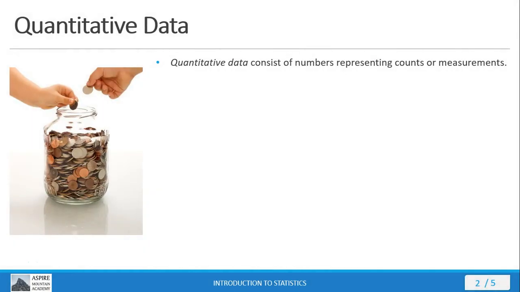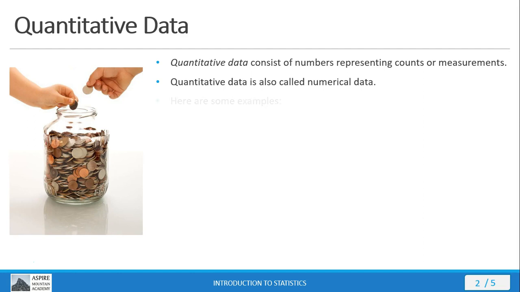Let's take a look at the first main type of data, quantitative data. Quantitative data consists of numbers representing counts or measurements. Now, most of the time when you see data represented as a number, it will be quantitative data. But that's not always the case, as we'll see a little later. But usually when you see numbers in your data, they'll be quantitative data because those numbers will represent counts or measurements. This is why quantitative data is also called numerical data, because the only way you're going to express counts or measurements is with a number.